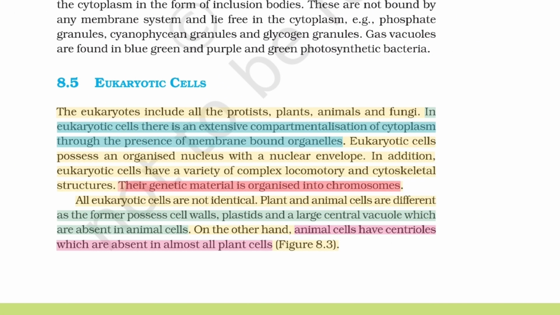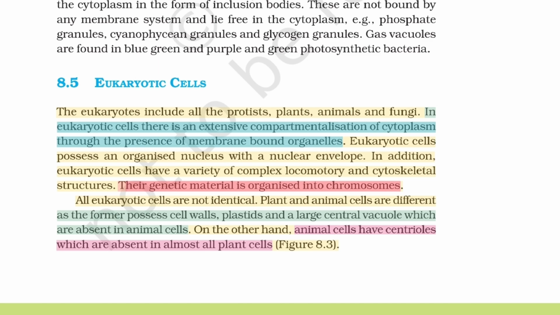8.5 Eukaryotic cells. The eukaryotes include all the protists, plants, animals and fungi. In eukaryotic cells there is an extensive compartmentalization of cytoplasm through the presence of membrane-bound organelles. Eukaryotic cells possess an organized nucleus with a nuclear envelope. In addition, eukaryotic cells have a variety of complex locomotory and cytoskeletal structures. Their genetic material is organized into chromosomes.